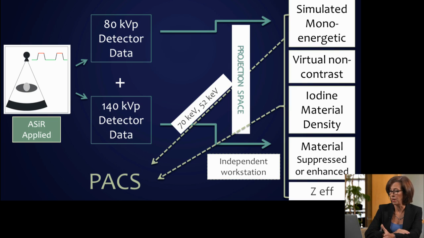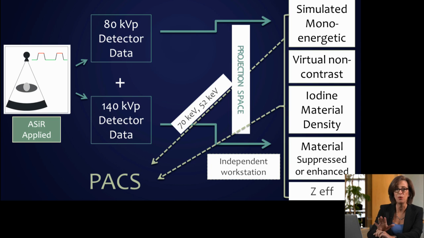Now, there are other images that are able to be generated from dual energy data. Those include material suppressed or material enhanced images, something called Z-effective images. People are using those, but mostly that's in the research space. And we generate those on our independent workstation, whereas these others, the simulated monoenergetic image, the virtual non-contrast image, and the iodine images, they're generated right at the CT console at the time the patient is scanned automatically, and they automatically go into our PACS.